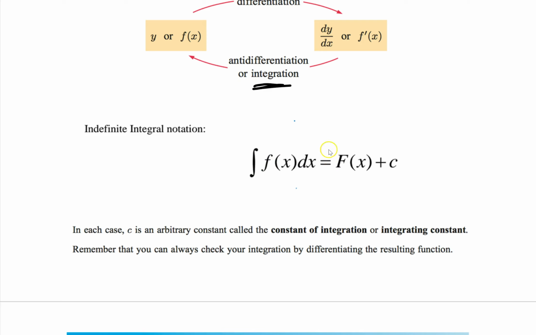Now, when we integrate, a lot of times we'll say the derivative is the lowercase f of x, and then the original function is uppercase. And then we always have to add this plus c here when it has no limits, and we'll talk more about that later. But what's that about?